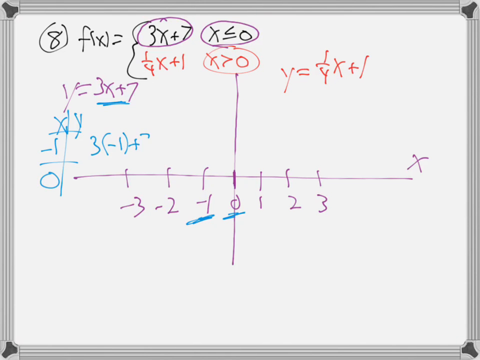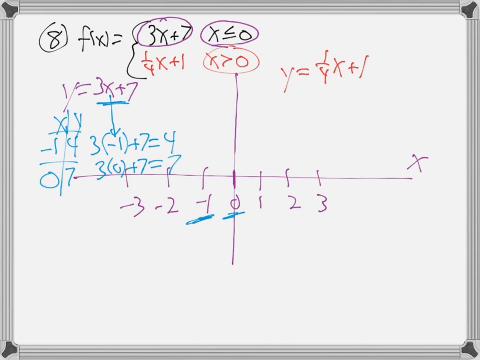3 times negative 1 plus 7, what's that? Minus 3 plus 7. 7 minus 3. 4. We good with what I just did there? So I just plugged negative 1 into this function. And then I'm going to plug in 0. 3 times 0 plus 7. That's just going to be 7. Why am I doing this? That'll give me 2 dots for this equation.